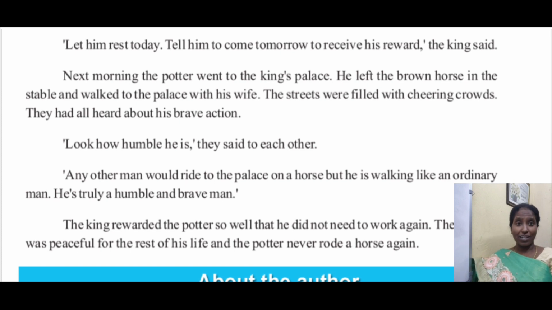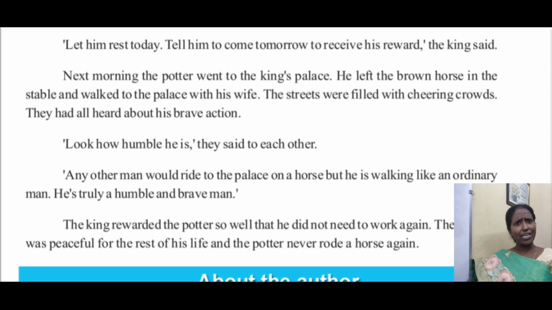First, they heard about how he captured the tiger. Now, second, he has done another great thing for the country. He defeated the strong neighbor enemy. So they were all very happy. They were all praising him.